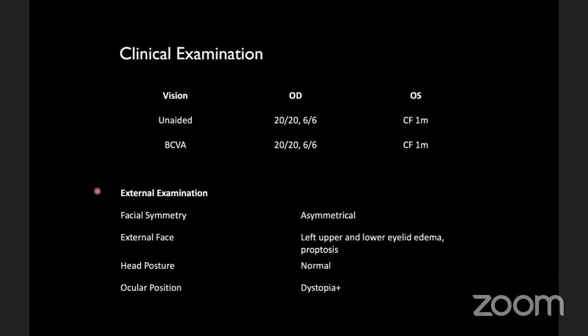So the vision at presentation in that particular eye, which we could elicit after manually retracting the eyelid, was about counting fingers at 1 meter. And also there was a dystopic ocular position, apart from the other findings that we already discussed. So facial symmetry was obviously not maintained.